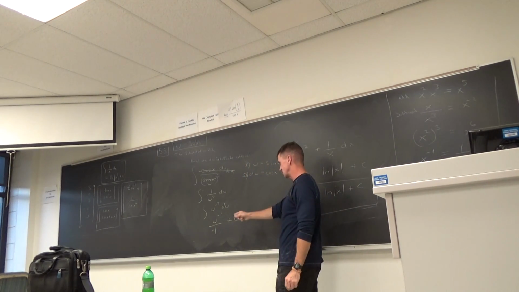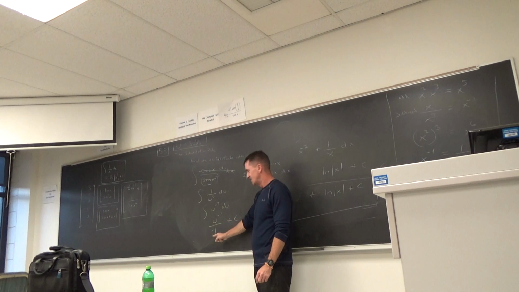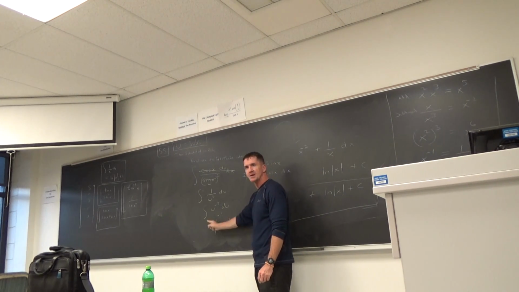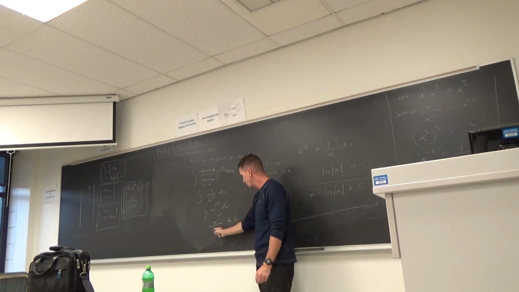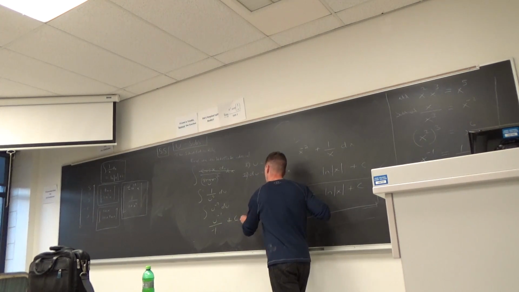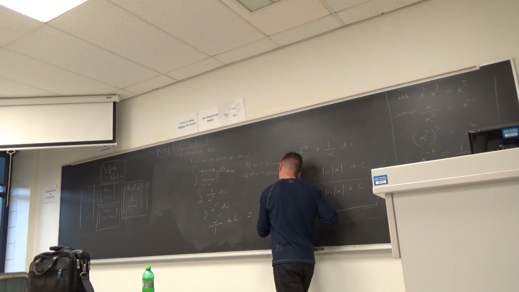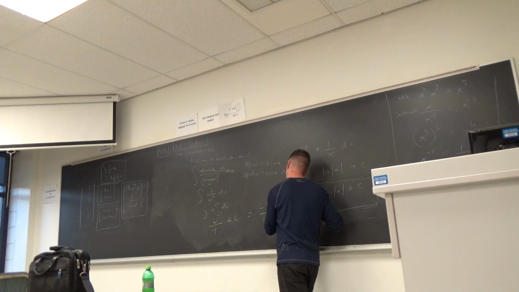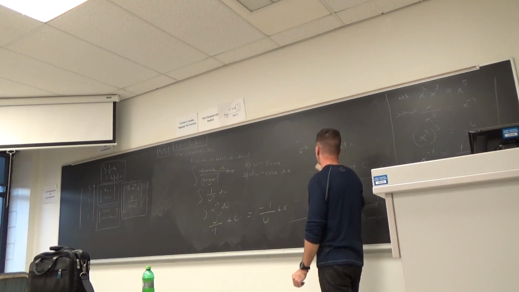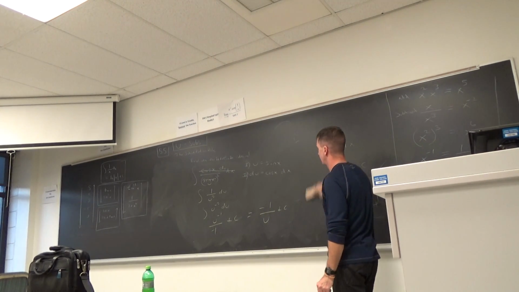So this will be similar to that other one. I'll bring that below and just keep it negative. It'll be -1 over u, and u is sin x.